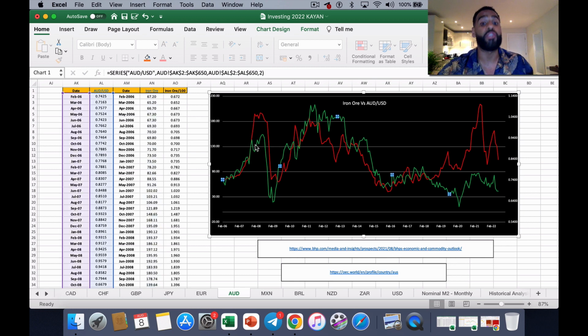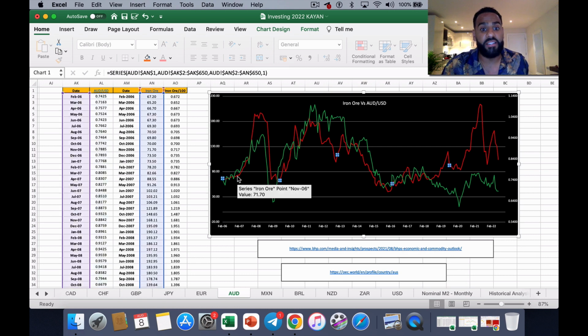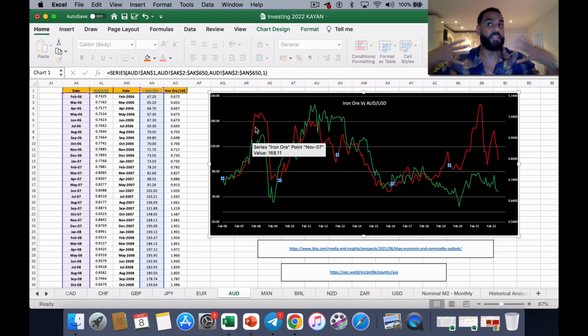Now, straight away, you can see the correlation between the exchange rate and the price of iron ore. The reason behind this is because iron ore is used to make steel. Steel is used for construction, building bridges. It's used during times of economic growth. So when there's economic growth around the world, there is an uptick in the demand for iron ore because countries are going through big development.